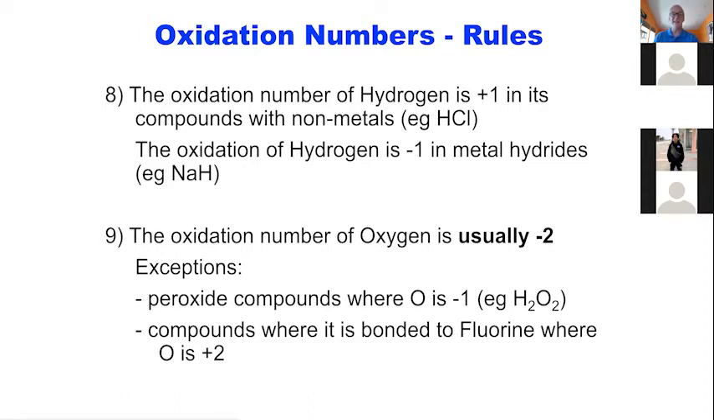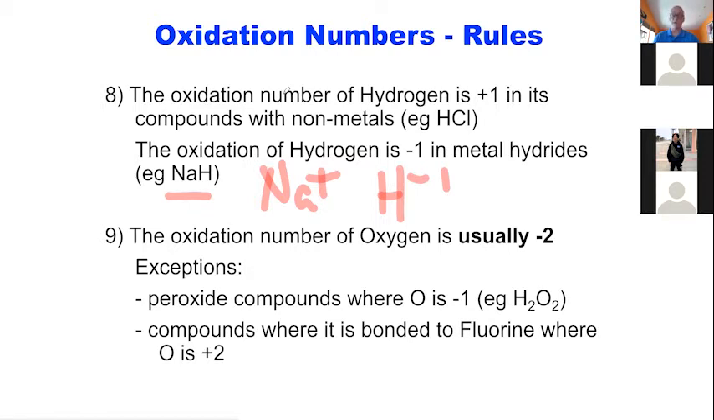The only time it isn't is when it's bound to a metal. And when hydrogen's bound to a metal, it becomes a nonmetal, and it has a higher electronegativity than most metals. So if it's in a metal hydride, like sodium hydride, sodium is going to be +1 when it's an ion, and hydrogen is going to be -1. But that's fairly rare. Like 95% of the time, hydrogen is going to be +1.